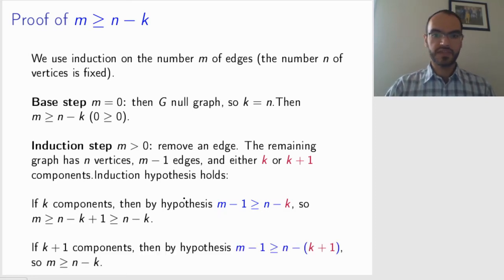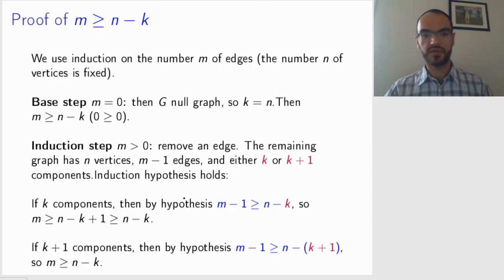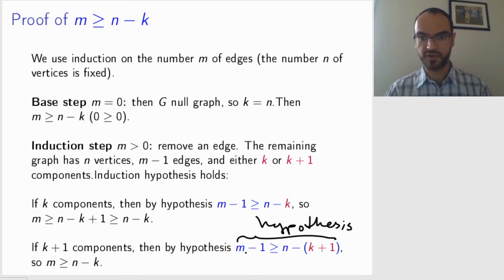Remember, we are assuming that the statement is true for all cases with a smaller number of edges. If the graph we obtained has k plus 1 components, now the hypothesis looks like this. Remember, the hypothesis is our statement, but for one edge less. So the statement says that the number of edges should be at least vertices minus components. Now we have n vertices minus k plus 1 components. The ones cancel, and we conclude that m is greater than or equal to n minus k. So by induction, we conclude that in general, the number of edges is greater than or equal to n minus k.